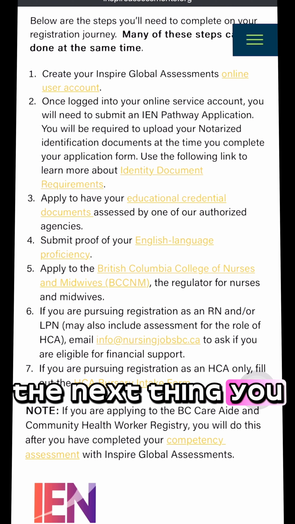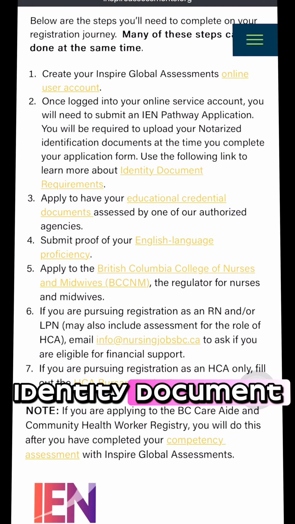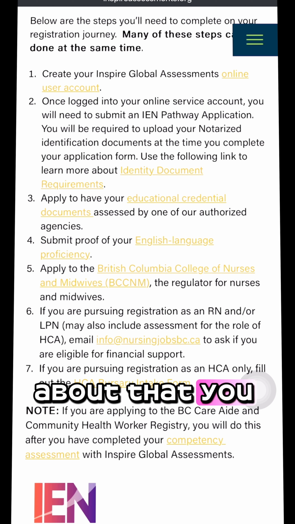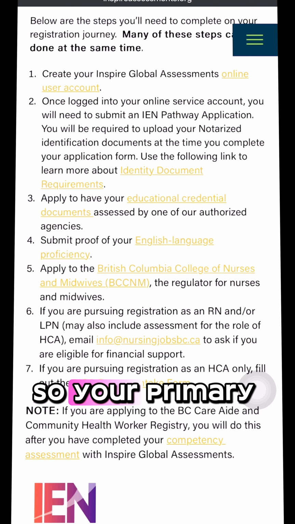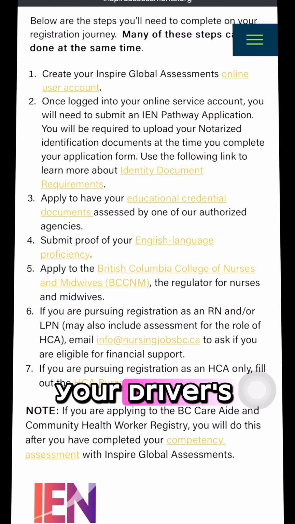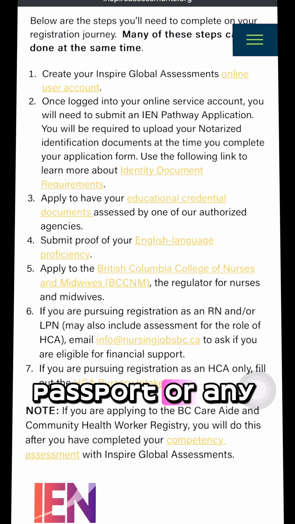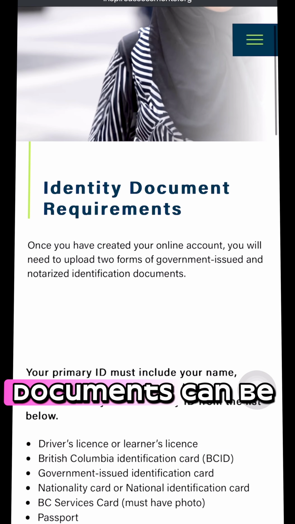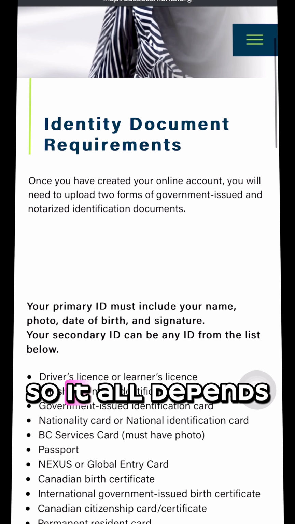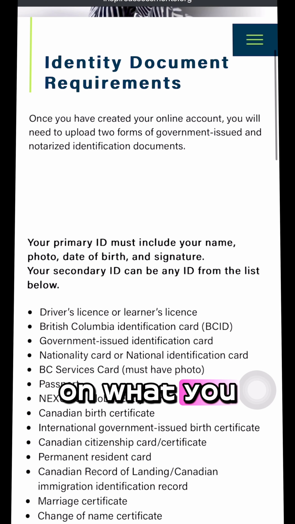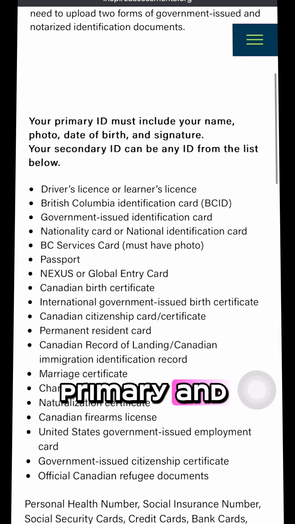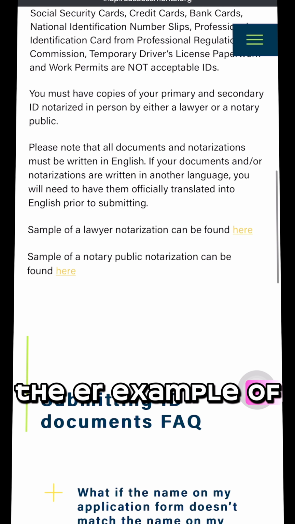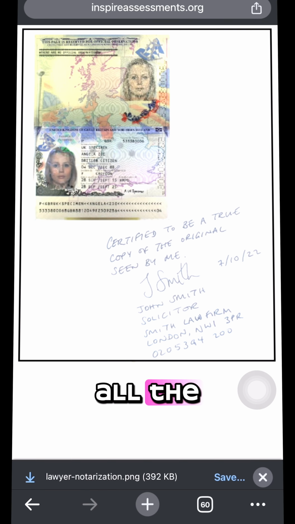So the next thing you focus on is the identity document. Those are the primary and then the secondary documents that I was talking about that you need to notarize. So your primary documents can be your driver's license, passport, or any national identity card. And secondary documents can be any of these three. So it all depends on what you choose as your primary and secondary documents. So these are the examples of all this.